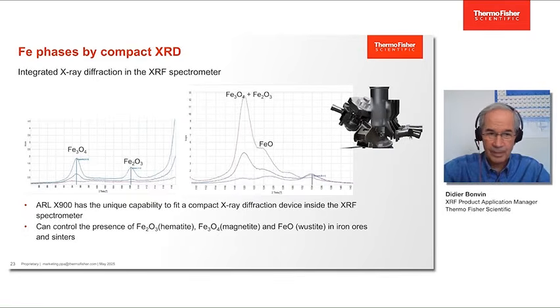Fe2O3 peak. So there is the possibility to control the presence of hematite, magnetite, and wüstite in iron ores and also in sinters, thanks to this integrated X-ray diffraction module. Of course, in these cases, the sample preparation needs to be a press pellet because the fusion preparation will remove totally the crystallinity of the sample, and therefore it will not be possible to distinguish between these three iron phases if we prepare the sample as a fuse bead.